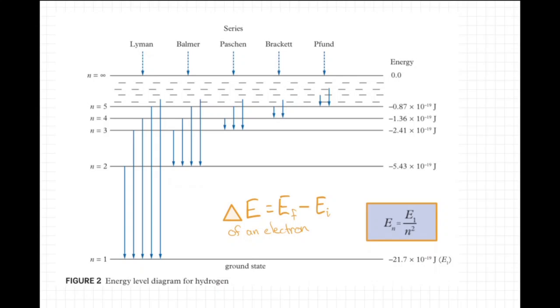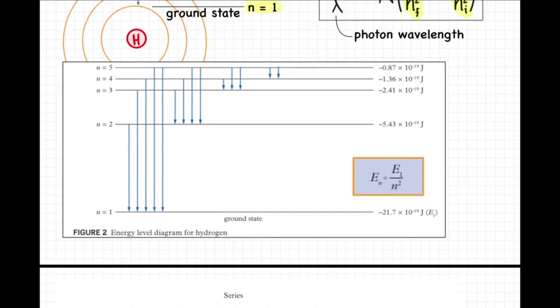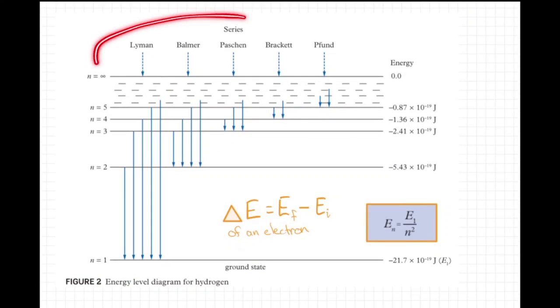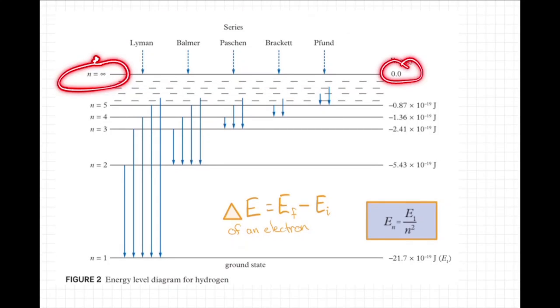Now, you might notice some other changes with this energy level diagram, a couple of additions that I hid from you for this part. So the full energy level diagram includes the different series, and you'll notice n equals infinity, which has an energy of 0. What's n equals infinity? What electron has an energy state of infinity? A free electron, an ionized electron, right?